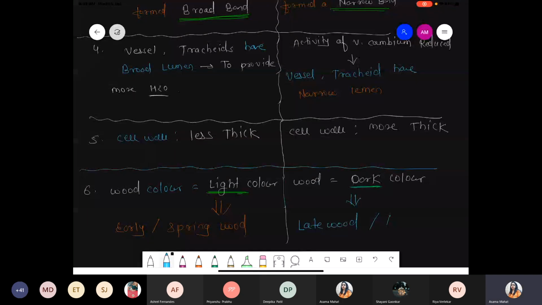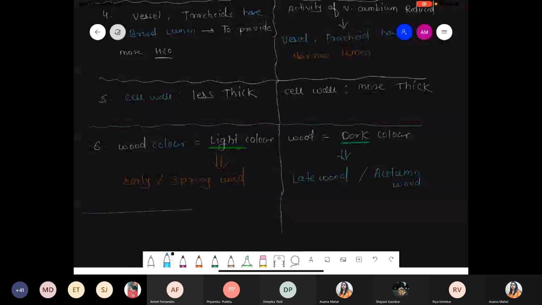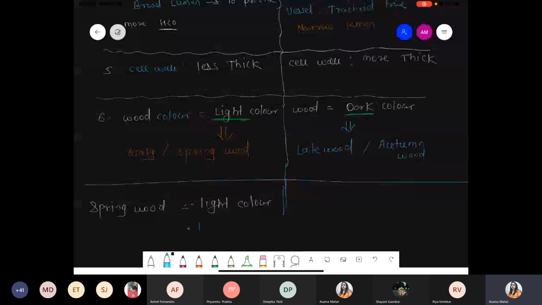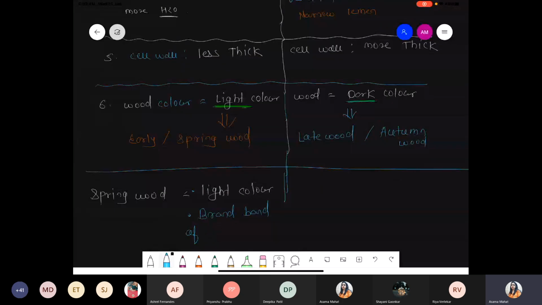Clear? Autumn wood. So on the basis of that, when we are using the word spring wood, for one point, spring wood is light in color, faint in color, and another point, inside this spring wood there is a presence of a broad band of secondary xylem. And why? Because vascular cambium is showing more growth, so due to more growth it can form a broad band. We'll see that part in the diagram.